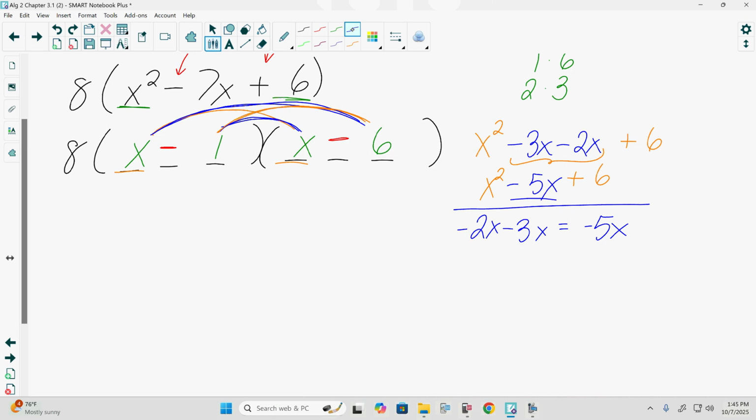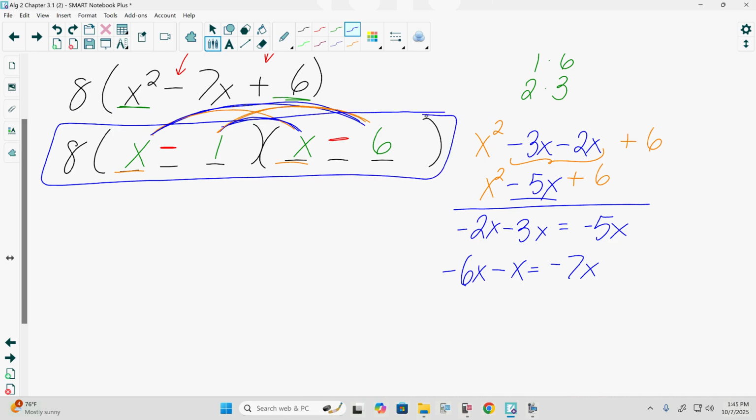X times negative 6 is negative 6x. Negative 1 times x is negative x. And negative 6x minus x is negative 7x. And since that is the middle term we wanted, 8 times x minus 1 times x minus 6 is the correct factored form of this here.